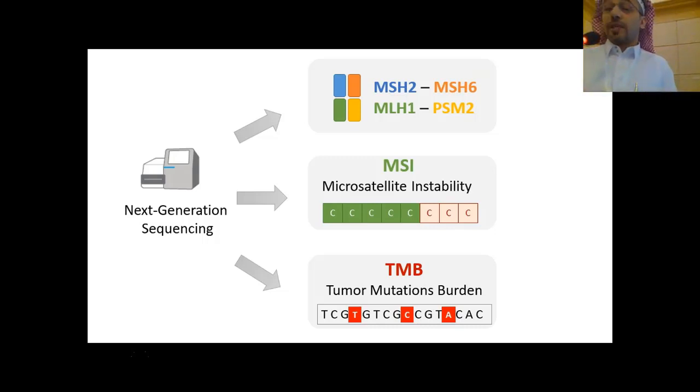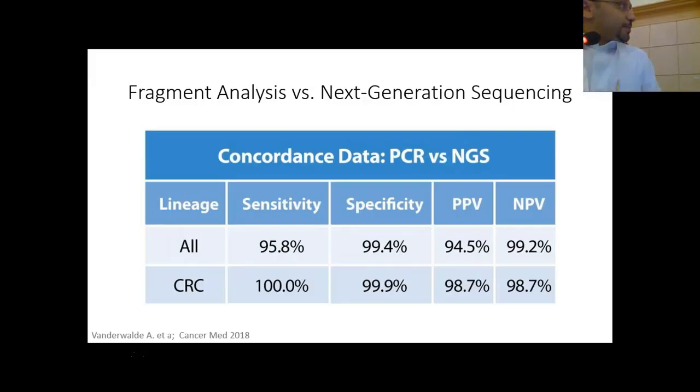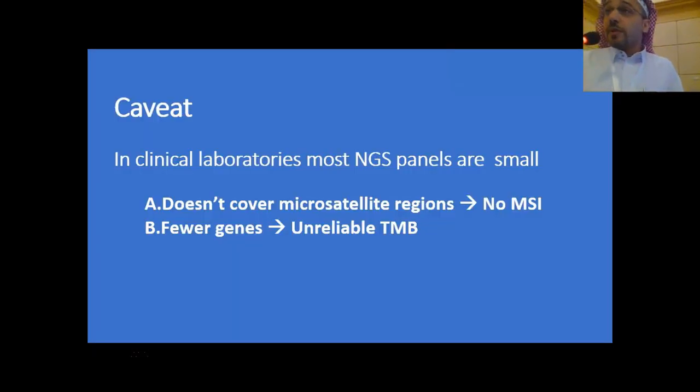But how good is it really, at least for the MSI part? This is a study recently published this year comparing the fragment analysis to next-generation sequencing in all cancers and in colorectal cancer. And you can see a fantastic correlation between the 2 methods. So it's really a very sensitive and specific method for MSI. But there is a big caveat here.